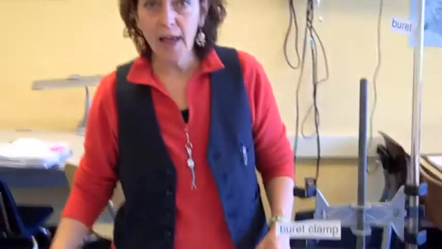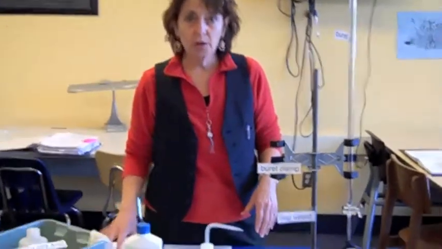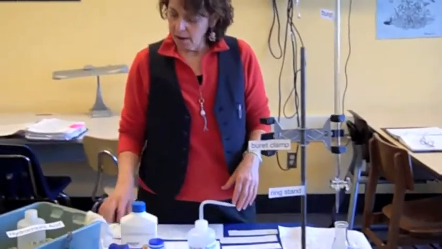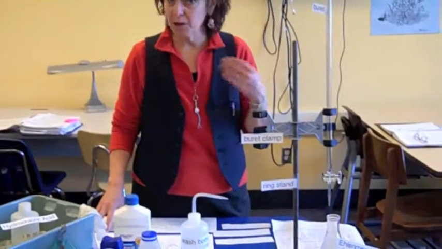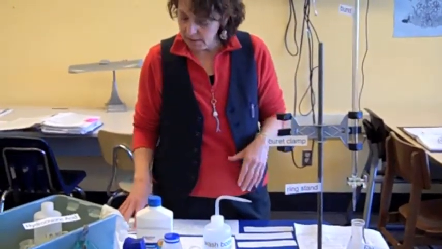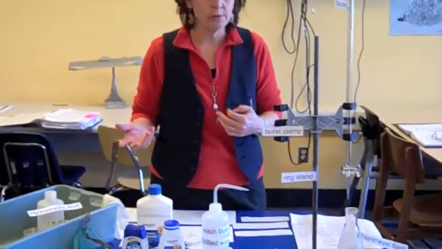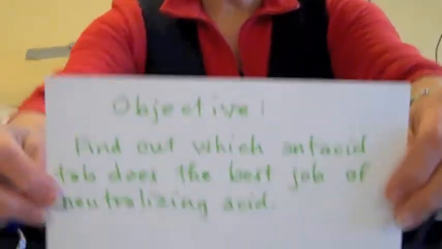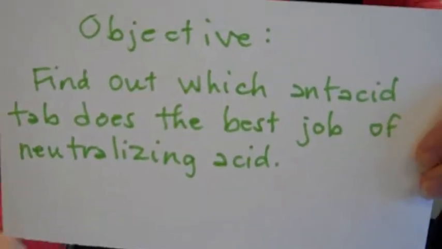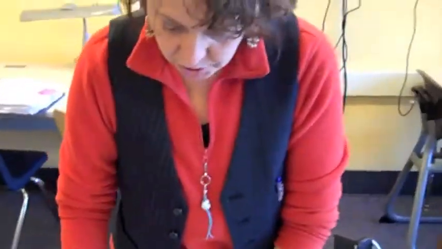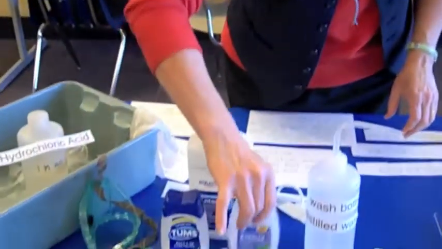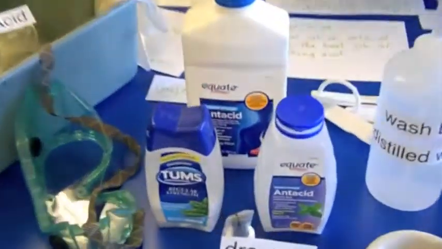Some of the goals of this lab are for you to learn basic lab procedure, understand how to work with some of the lab equipment. You're going to practice data collection. Data is a set of numbers, measurements that you've collected, and how to interpret those results. So the objective of this lab is to find out which antacid tablet is the strongest. And you're going to be looking at which tablet is neutralized by hydrochloric acid.